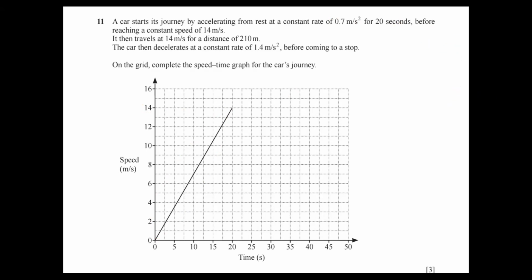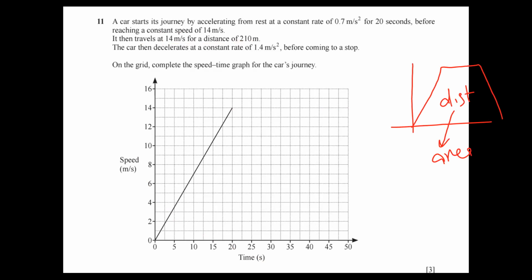He is saying that after that, it moved at a constant speed of 14. It means it will not go up and down. No, the car will move at constant speed. I don't know for how long, so let's decide. It travels with the same speed for 210 meters. And you know that whenever a speed-time graph comes, the area under the graph is always distance. So distance is actually equal to area. It means this 210 is the distance.